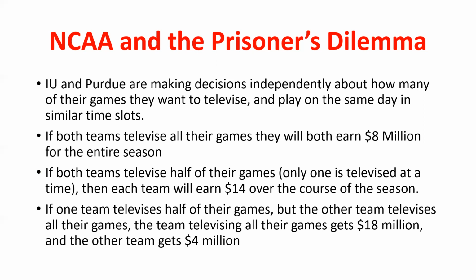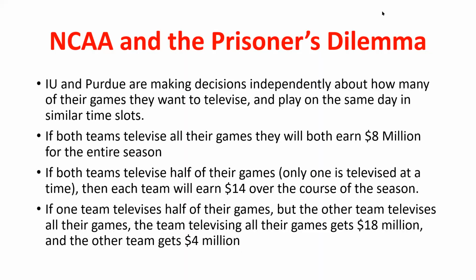And then we have the last combination, which is if one of the teams chooses to put all their games on and the other chooses only to televise half, then the team that televises all their games will earn 18 million because half their games won't be competing with the other team, but the other half will be, since the other team is still putting on half their games. And the other team that only decided to televise half their games now faces competition in all their games, and so they earn less money, 4 million, as opposed to 8 or 14.